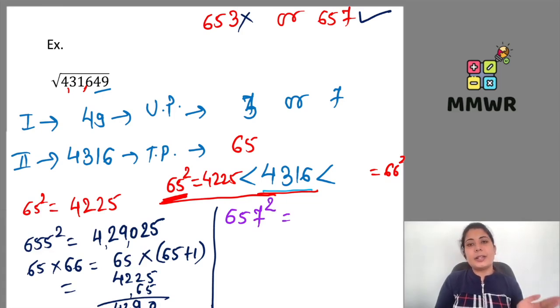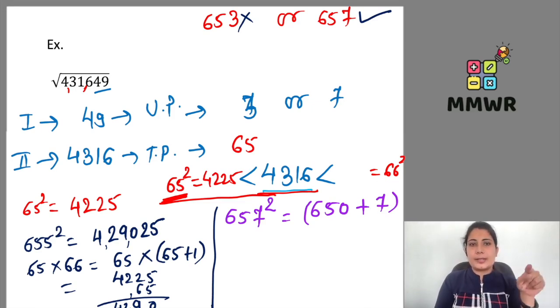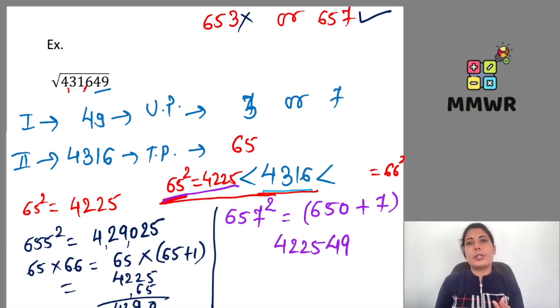657. So 657 square, I can break this number as 650 plus 7. Though I don't know the square of 650 directly, I just wrote the square of 65, so it is very easy for me to break it this way now. 650 square is 4,225,00, plus 7 square is 49. After adding it, this gives me this one.